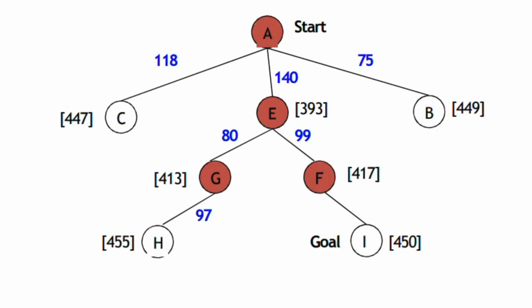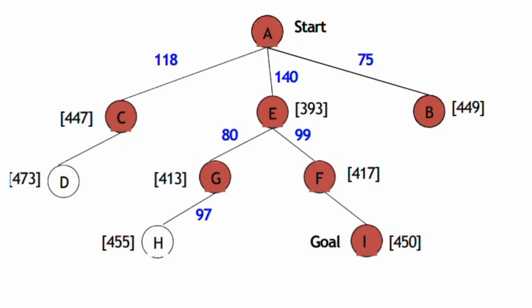The neighbor of F is I. It has a cost of 450. We have another node C that has lesser cost than this node. So it will move to C. D has a cost of 473 that is highest among all. So the least cost among currently explored nodes is B with cost of 449. So it will move to the B node.